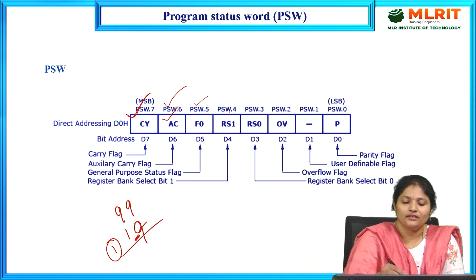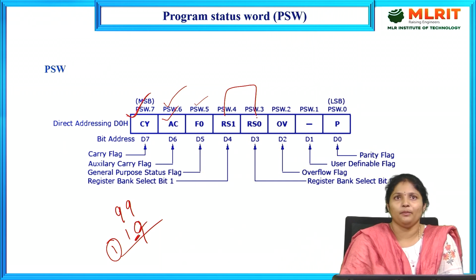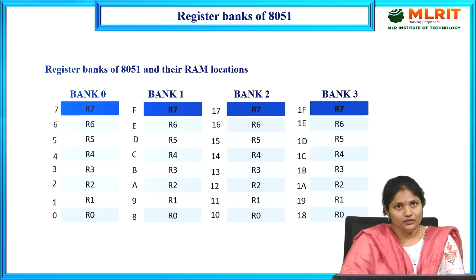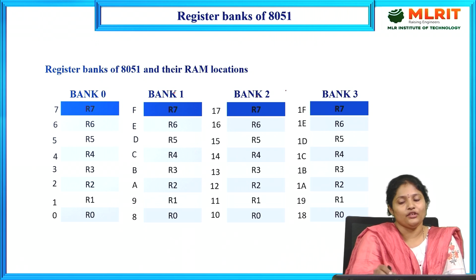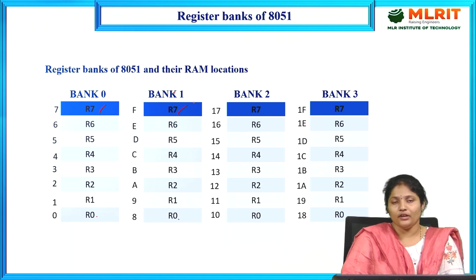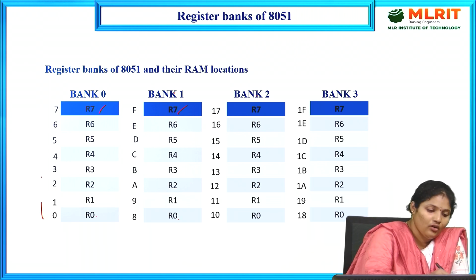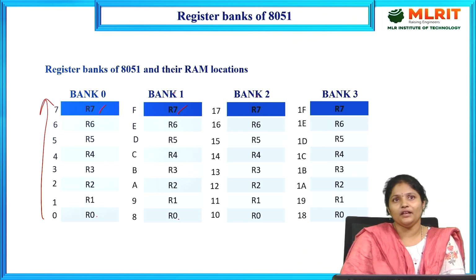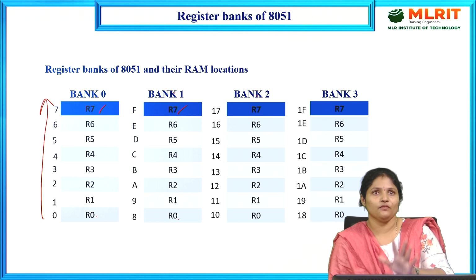So how do we select the register banks using RS1 and RS0? In the 8051, there are 4 register banks: bank 0, bank 1, bank 2, bank 3. Each bank has registers R0 to R7. All these are the RAM locations of those particular registers. The data present in these registers will always be stored in RAM locations, because the registers hold the data. So RAM locations start with these 4 banks.